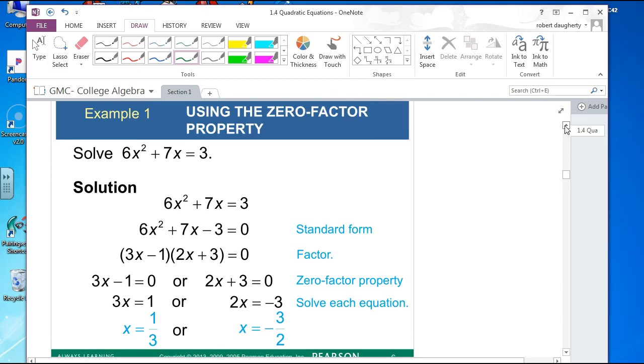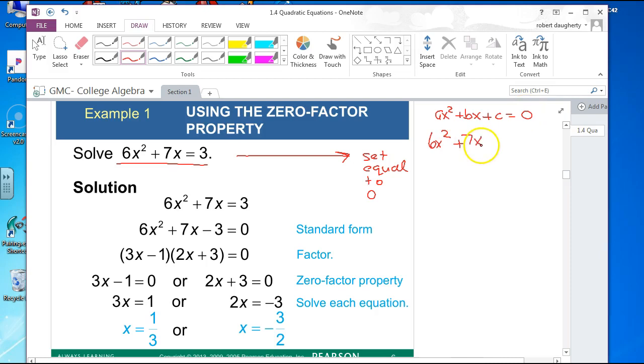This requires, like many things in this class, you being able to factor. Okay, to solve 6x squared plus 7x equals 3, the first thing you want to do when you're solving these equations is to set them equal to 0. Makes your life much easier. That's just the way we put it in standard form. Remember, standard form was ax squared plus bx plus c equals 0. So this is going to be 6x squared plus 7x minus 3 equals 0.